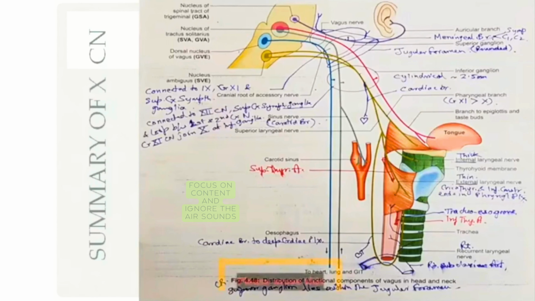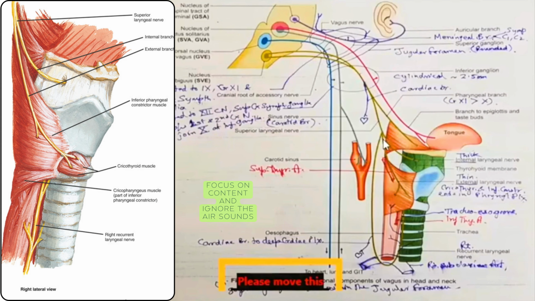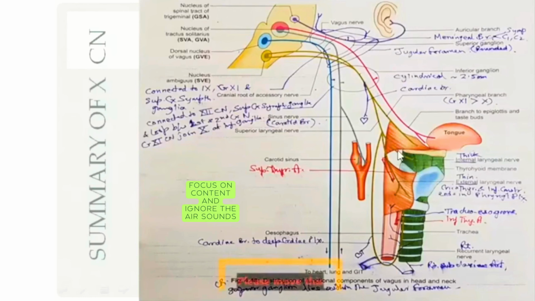Remember this vago-accessory nerve. Then this is the superior laryngeal nerve. This also is carrying fibers from both vago-accessory. That's why two nerves are joining here. So this nerve, the superior laryngeal nerve, will divide into two branches: internal laryngeal and external laryngeal. Internal laryngeal will perforate this. This is the thyroid membrane.